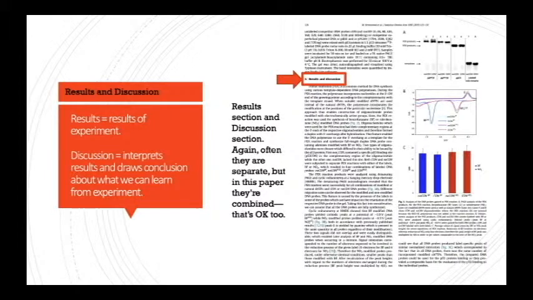And then there's the results and discussion. Again, sometimes these are separate sections, but in this case they're combined, results and discussion. Either is fine. The results is just the literal results of the experiment, and then the discussion is the interpretation of the results from which conclusions are drawn, and it's kind of what have we learned from this experiment.